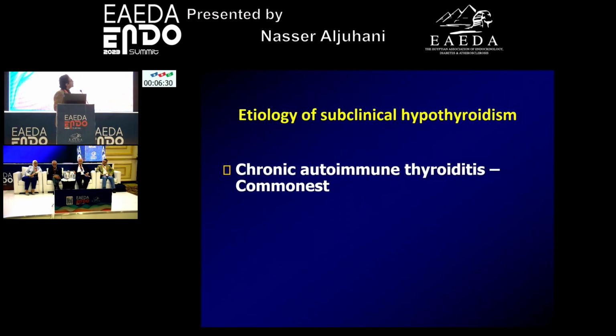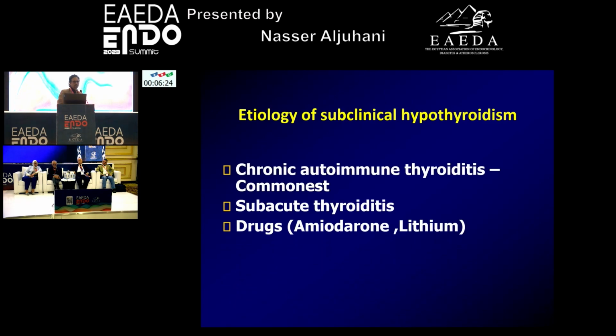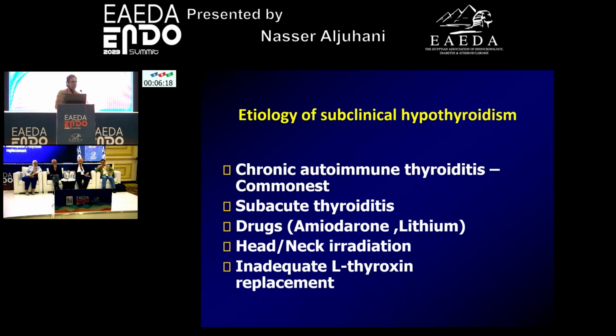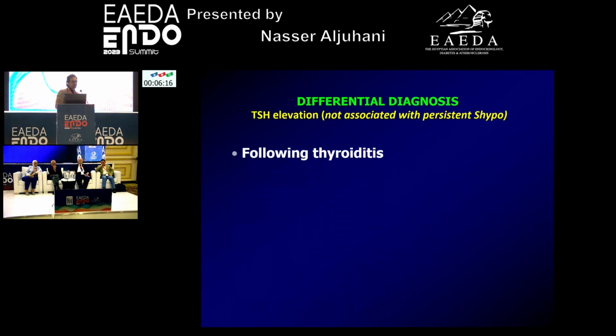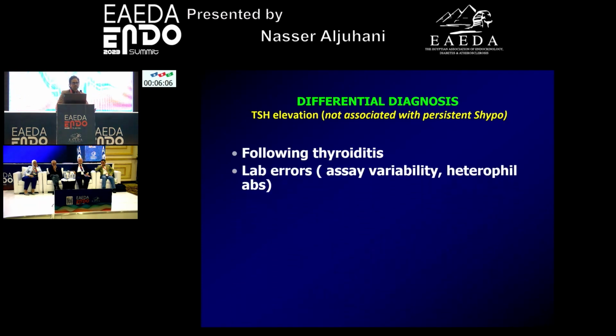The etiology of subclinical hypothyroidism is the same as clinical hypothyroidism. Hashimoto's thyroiditis is the commonest. In some countries, iodine deficiency, drugs such as amiodarone, radiation, or thyroxine. It is very important to rule out other causes of increased TSH where they don't have thyroid disease, for example, following thyroiditis, lab error, and sometimes heterophile antibodies.